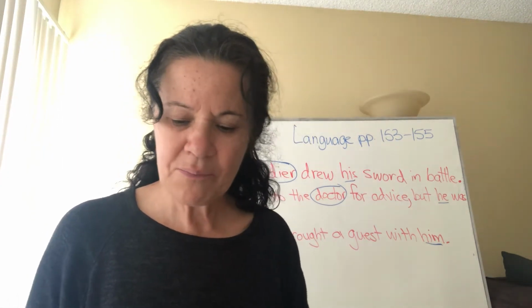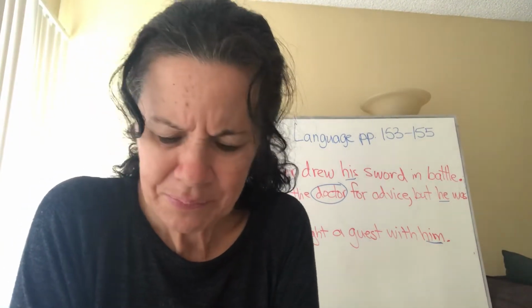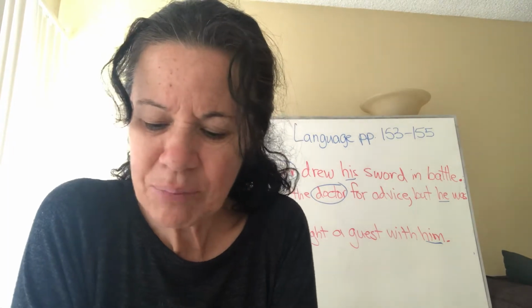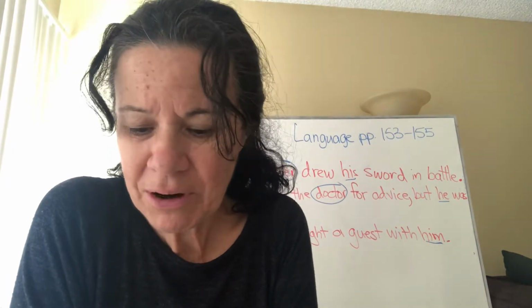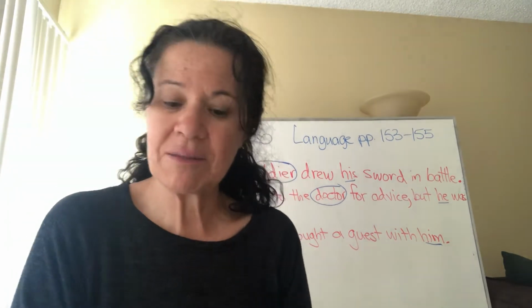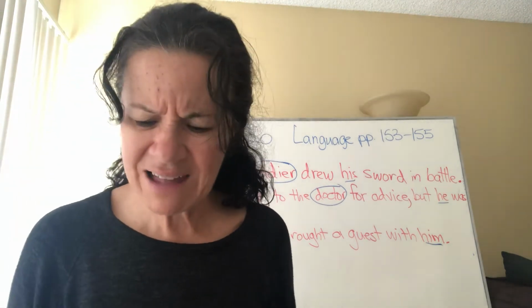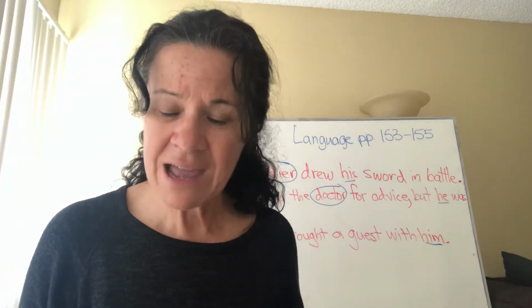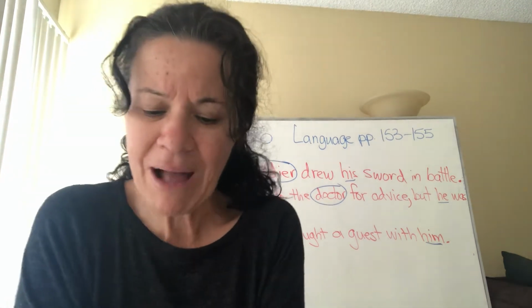All right, so now let's look at page 155. It says recognizing pronoun forms. Now we're going to learn a different personal pronoun. We're going to learn the objective case personal pronouns. So we talked about the subjective, where the pronoun is a subject of the sentence. I, you, he, she, it, we, or they. Now we're going to look at objective case personal pronouns. So let's talk about that.